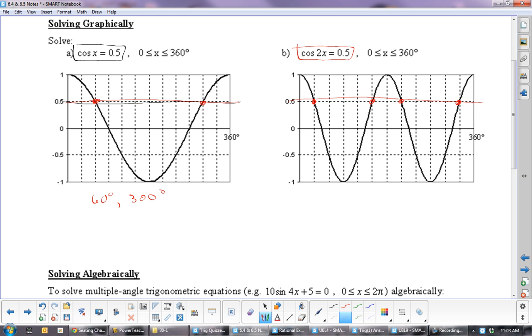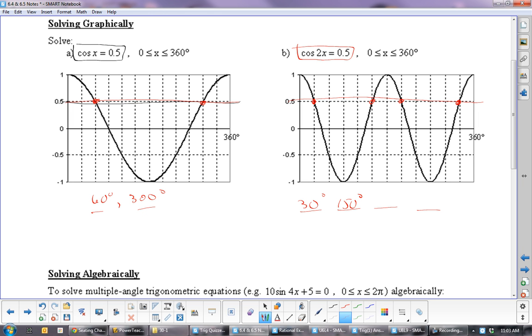And not only do you want to half the old answers, so first of all, I know there's going to be 4 because there were 2 when I was doing cos x. There'll be twice as many when I do cos 2x. Okay? If it was cos 5x, there would be 10 answers. Whatever the number is, multiply it by the number of answers for cos x. Now, since I will half these, because I'm doing a horizontal stretch by a half, that would give me 30 and 150 degrees.